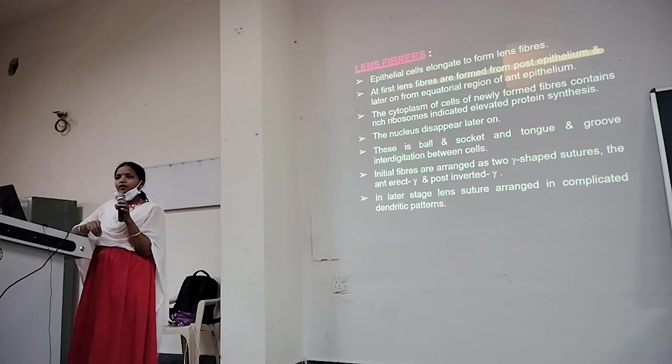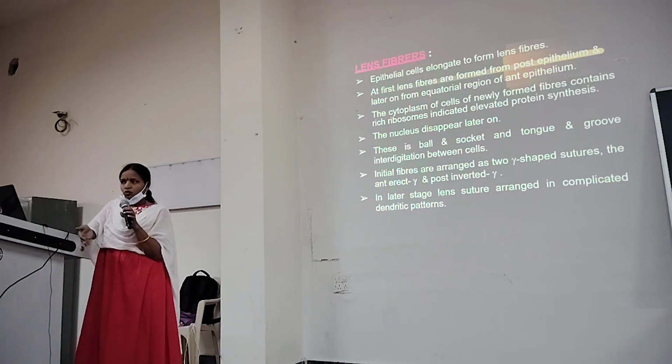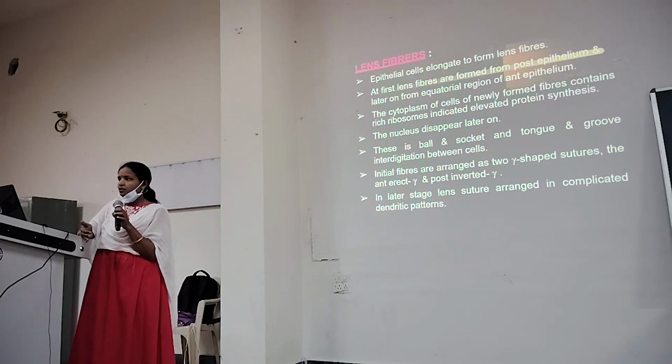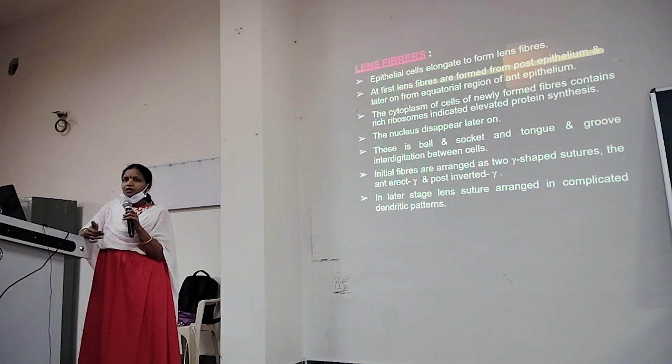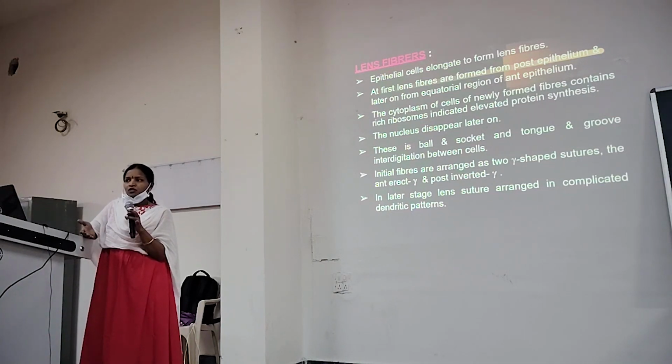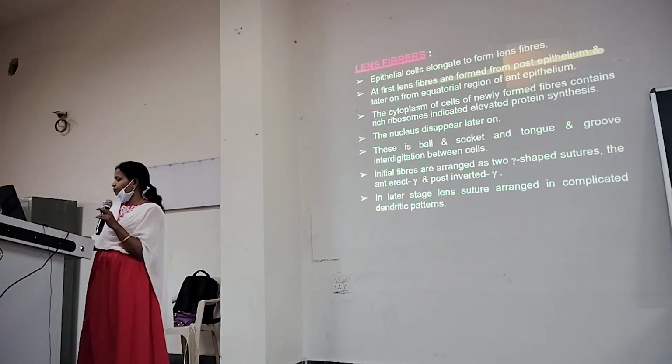Depending upon the age when the lens fibers are produced, we have different zones in the cortex and the nucleus. See, I told you, lens capsule, beneath that is the lens epithelium, and beneath that is the cortex and the nucleus. The cortex will be the newest fibers, which are produced from the lens epithelium. Just below it, the innermost is the nucleus. Those are the oldest fibers which are produced.